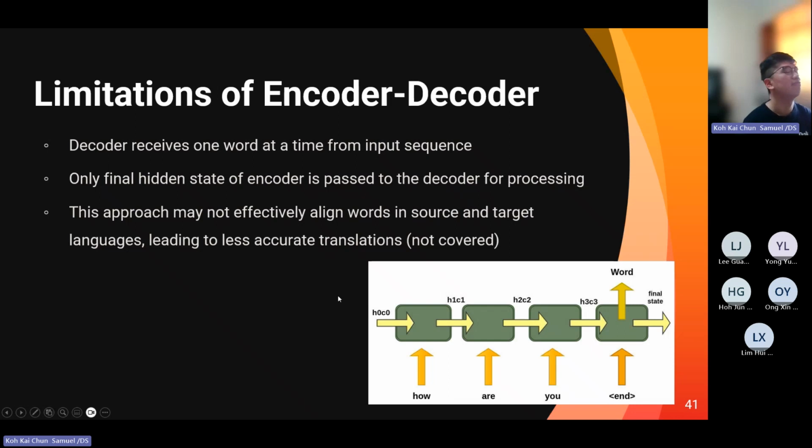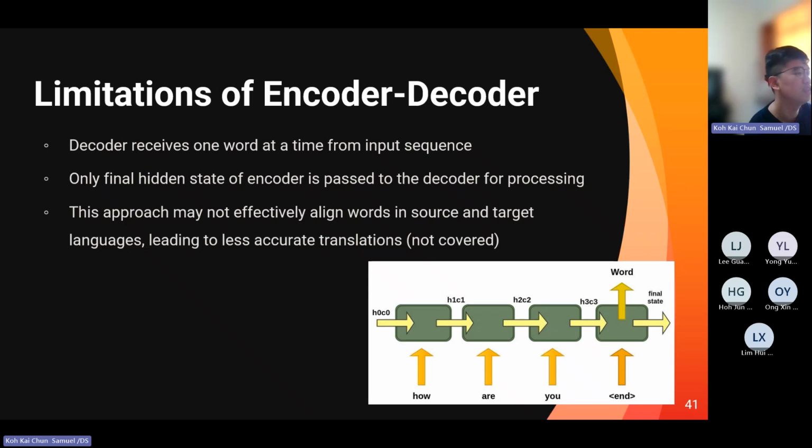So of course, this will have certain limitations of the encoder-decoder sequence. The decoder receives one word at a time from the input sequence. Okay, so how, are, and you. I think that's actually why ChatGPT wasn't able to function as well, because of this architecture, the way the algorithm is done. Only the final hidden state of the encoder is passed to the decoder for processing. So after I encode and give it useful numbers, I pass it all in one go to the decoder. I think that was one of the limitations of the sequence, which caused certain problems that we won't cover also.